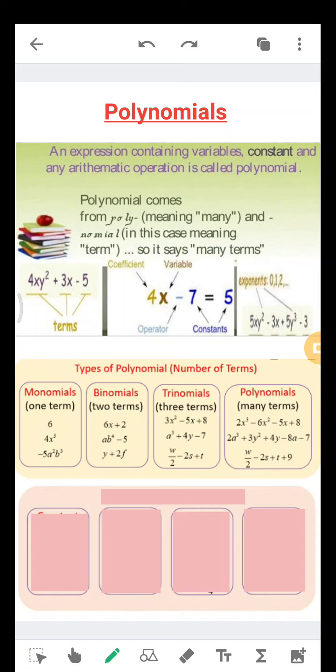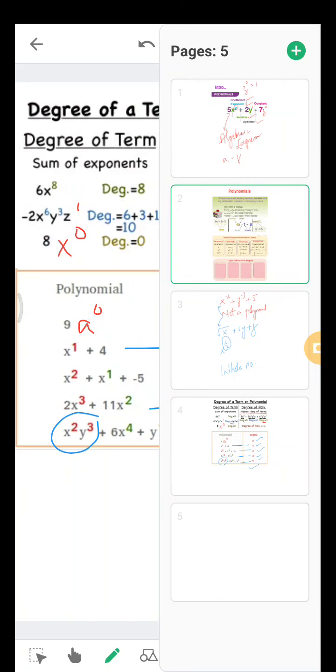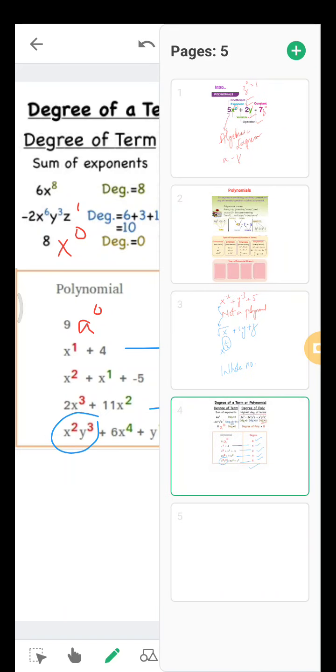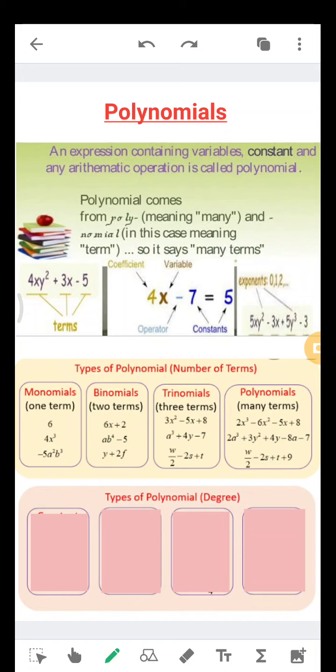Now don't get confused between the number of terms and the degree of a polynomial. So now we have to classify the polynomials based on degree. What do you mean by degree? Just now I said, degree is nothing but the highest power. So based on degree also we classify polynomials into different types. So let's have a look.